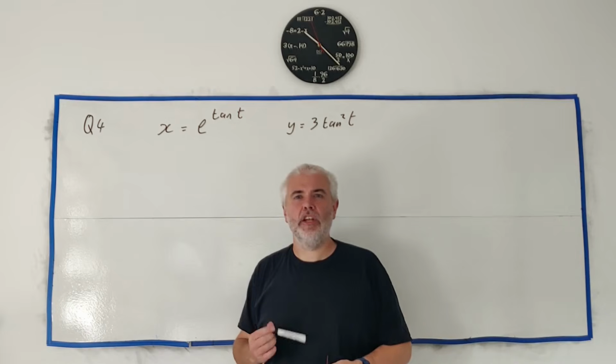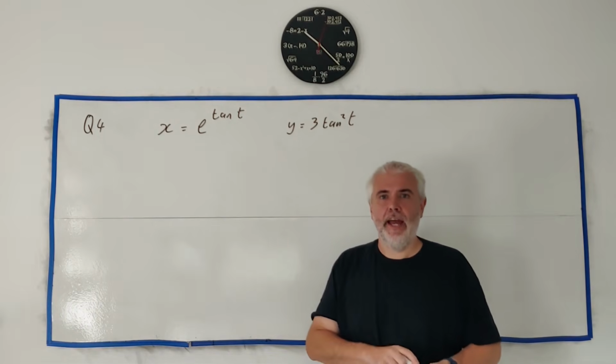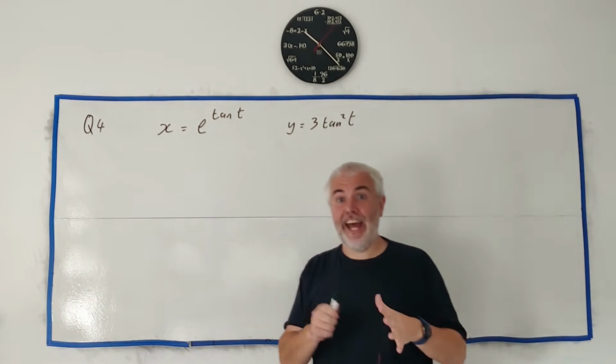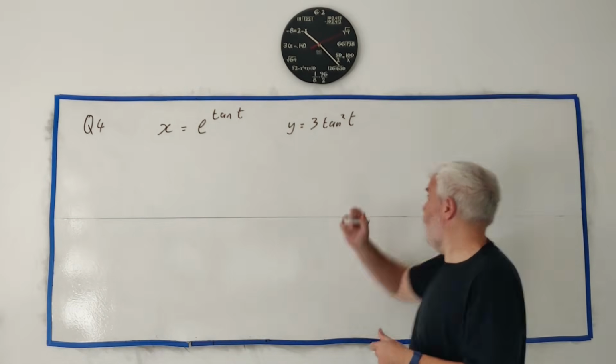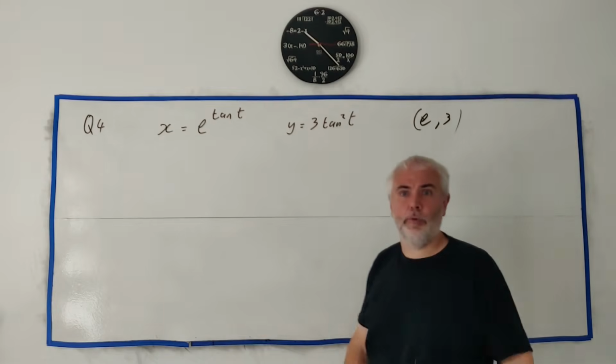In question 4, they give us two parametric equations, and they want us to find an equation of a tangent to a curve that's made by these guys at a certain point. Let's write that point out. E3 is going to be the point.